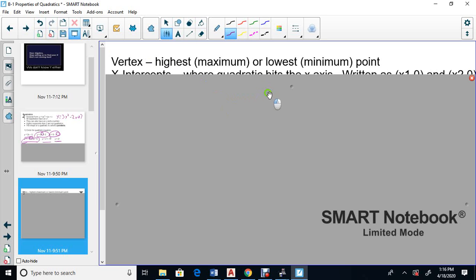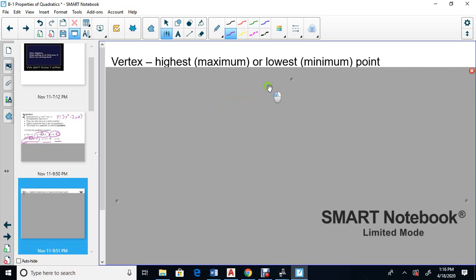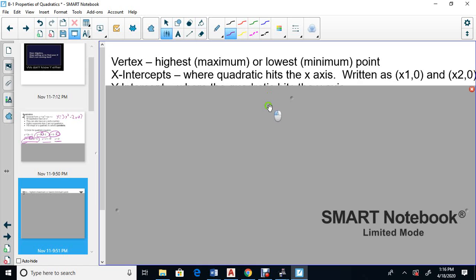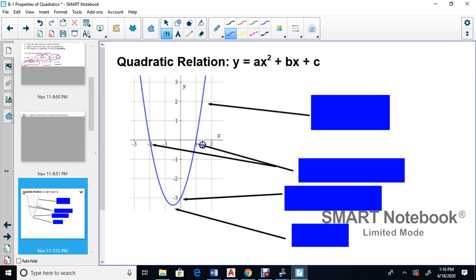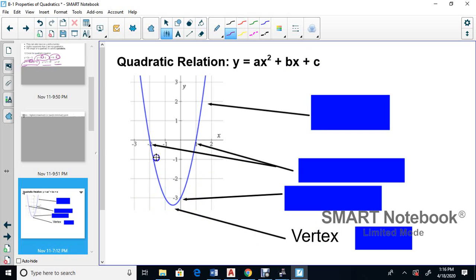Okay, vertex. So what's a vertex? Highest, maximum, or lowest minimum point. Okay, x-intercept. So, let's go label these on the graph. So vertex, highest, maximum, or lowest minimum. So let's go to a graph over here, and you should have this graph. The vertex is like the lowest point on this graph, down here, the lowest point. And you should have this graph again. That's the vertex. Okay, it's where the graph curves around and comes back up.